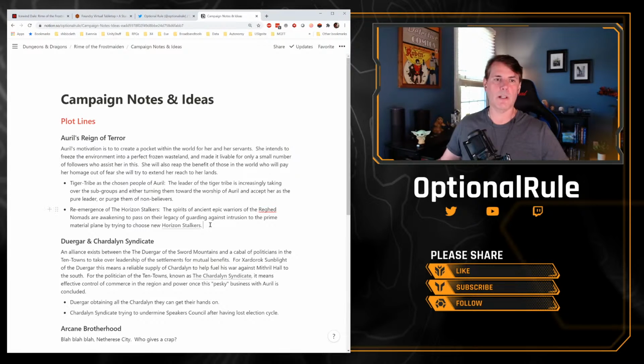And then there's this subplot of the reemergence of the Horizon Stalker. This is 100% my plot. I set up that there were early nomads that protected the veil between the planes.